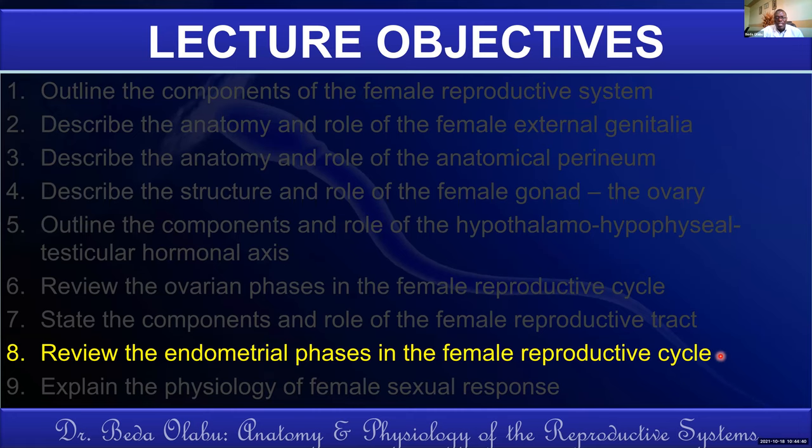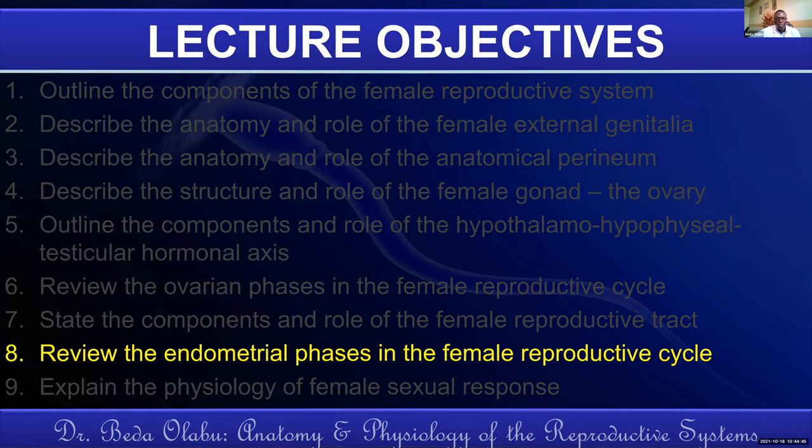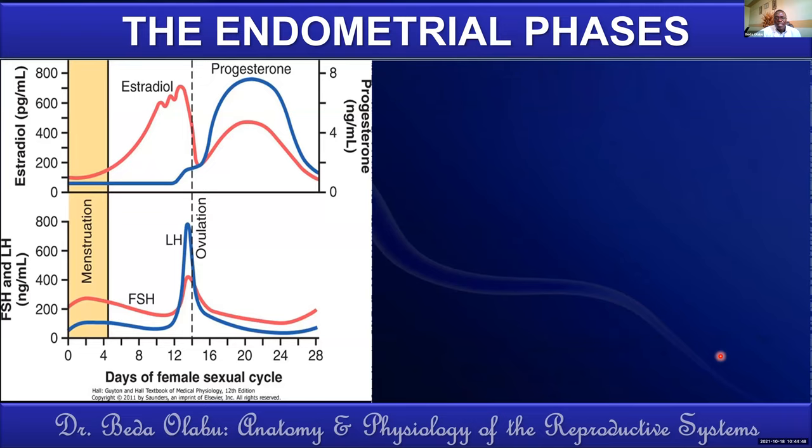All right, now while we're there, we can talk about the phases of the endometrium. So we mentioned that after ovulation, there is the luteal phase of the ovary. And during the luteal phase, we have production of progesterone, but we mentioned that the corpus luteum does not last forever. So when the corpus luteum involutes, the levels of progesterone go down.